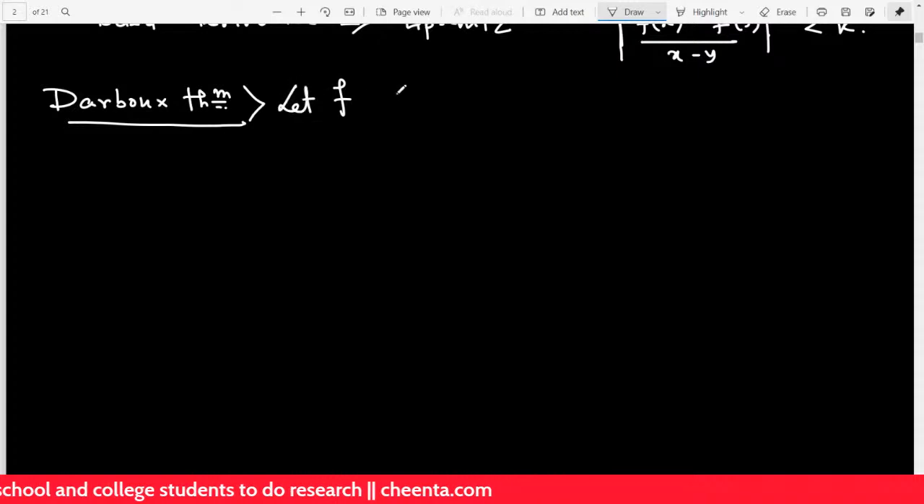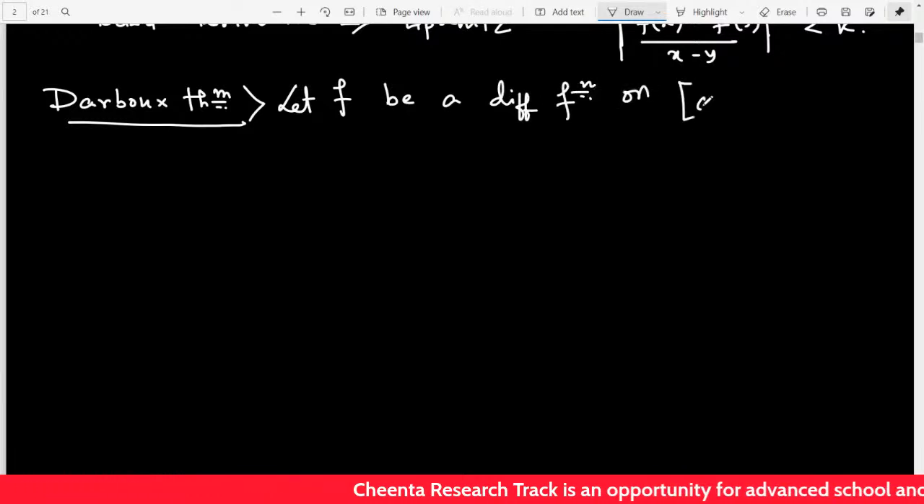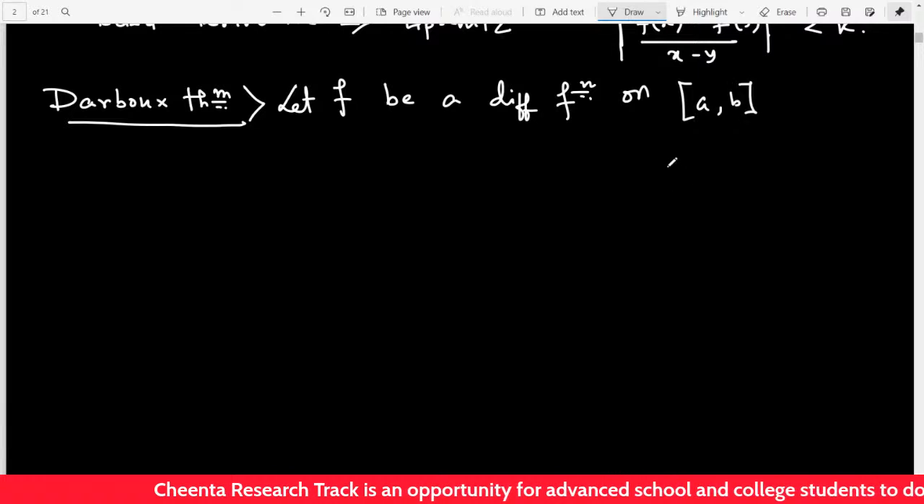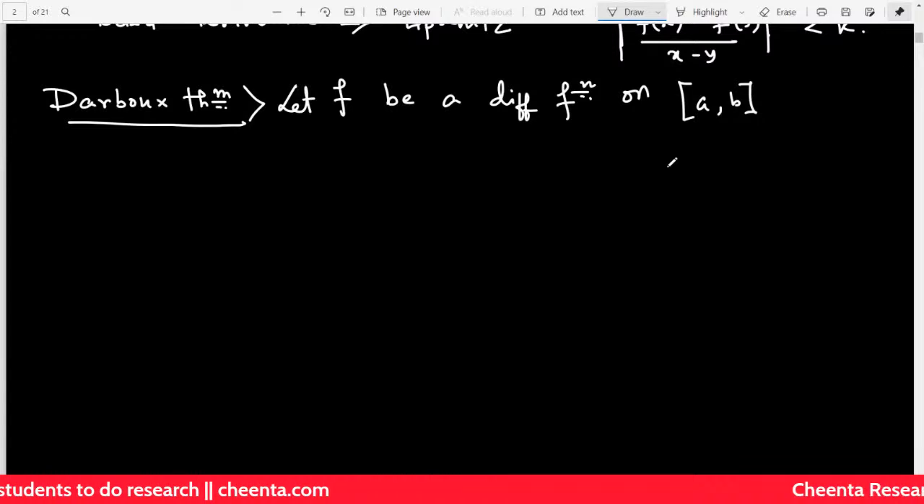So what does it tell us? The first thing that you will see here, which is different from the mean value theorem and Rolle's theorem, is this: let f be a differentiable function on the entire closed interval a comma b. Whenever you see a problem given like this, with f differentiable on the closed interval a comma b, the first thing you should check is whether Darboux's theorem holds here.